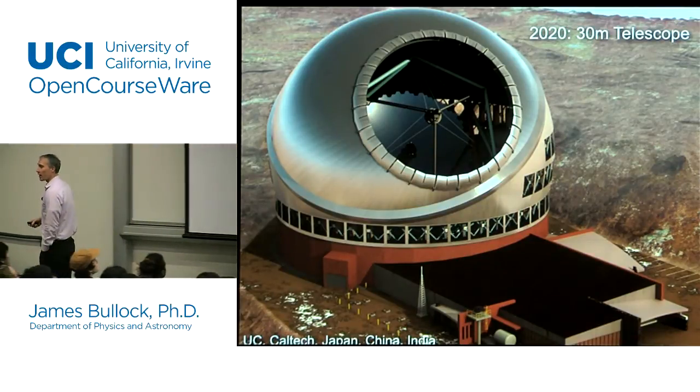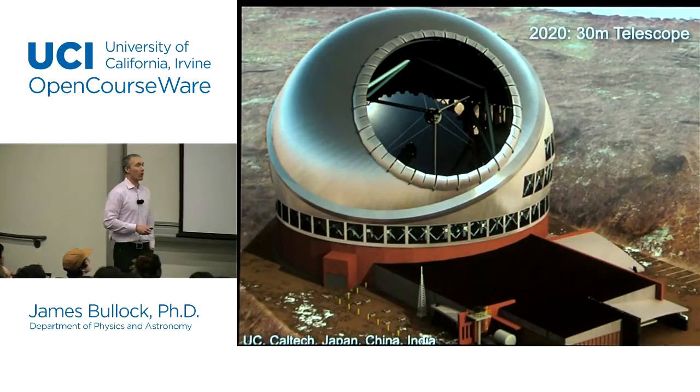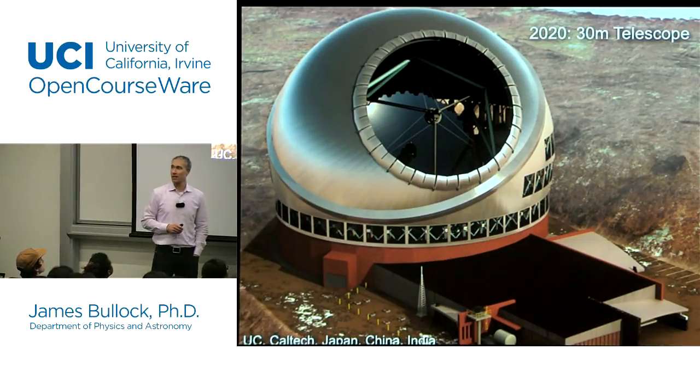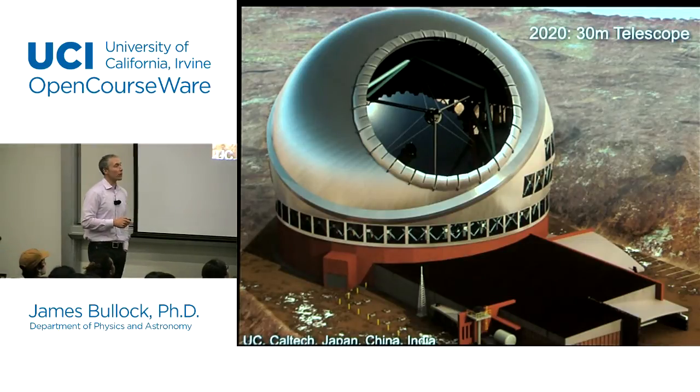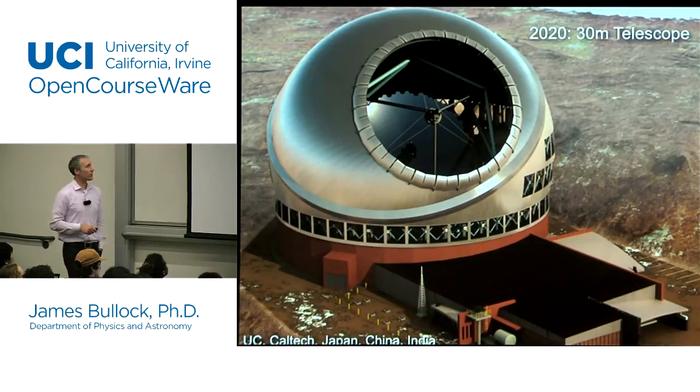In roughly 2020, we are endeavoring to build an even bigger telescope that will also be up on Mauna Kea. And this telescope is going to be 30 meters in diameter. And I'll return to this a little bit later.